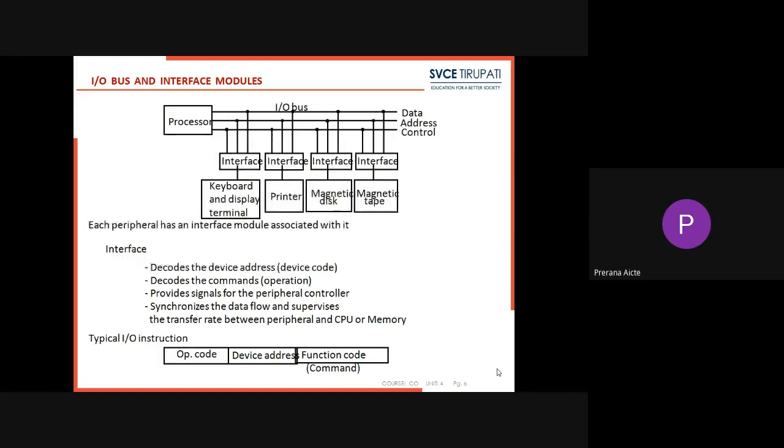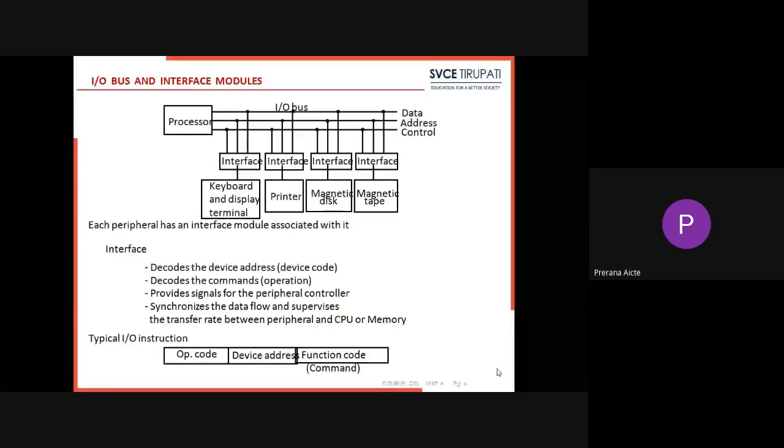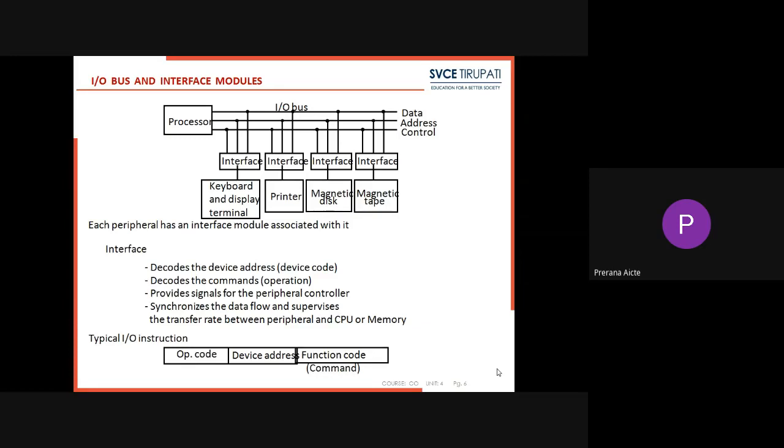The I/O interface here consists of four devices: keyboard and display terminal, printer, magnetic disc, and magnetic tapes. These devices are connected to the processor through the interface. The I/O bus consists of the processor connecting to peripheral devices through three buses: data, address, and control. The I/O bus consists of data lines, address lines, and control lines.